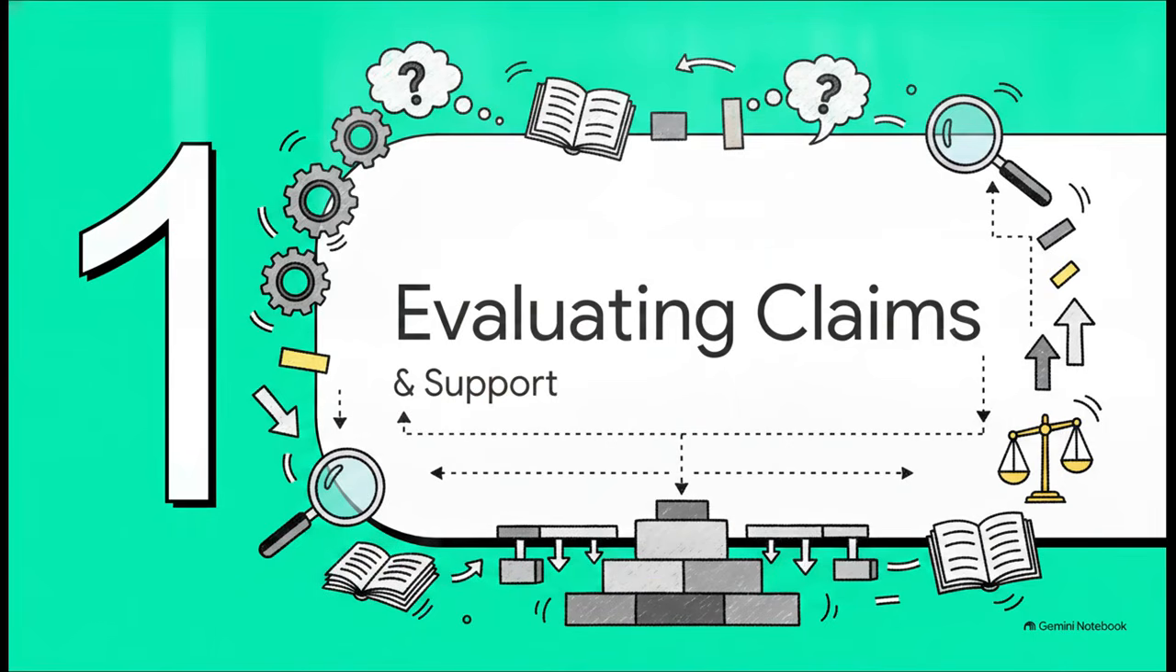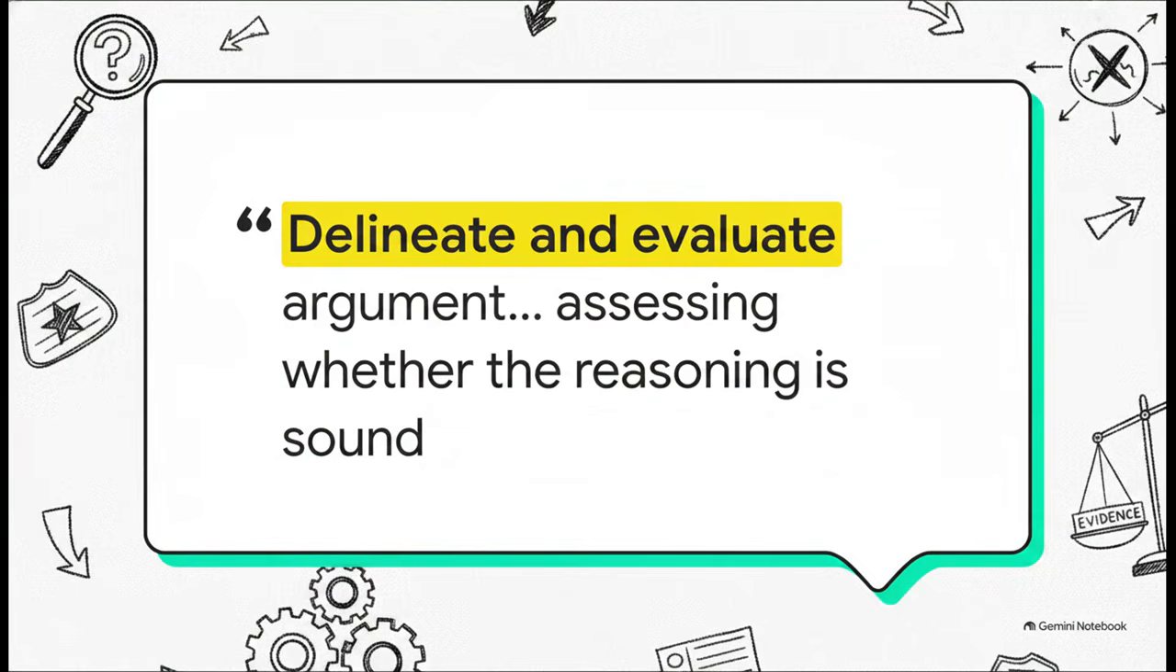Section 1. Evaluating claims and support. Think of this Grade 8 standard as your official detective badge. It challenges you to delineate and evaluate an argument. What does that mean in plain English? Basically, assessing if the reasoning is sound and checking if the evidence is both relevant and sufficient. It also demands that you catch authors slipping in totally irrelevant details to make a weak argument look strong. And trust me, authors do this all the time. Sometimes accidentally, but often entirely on purpose.